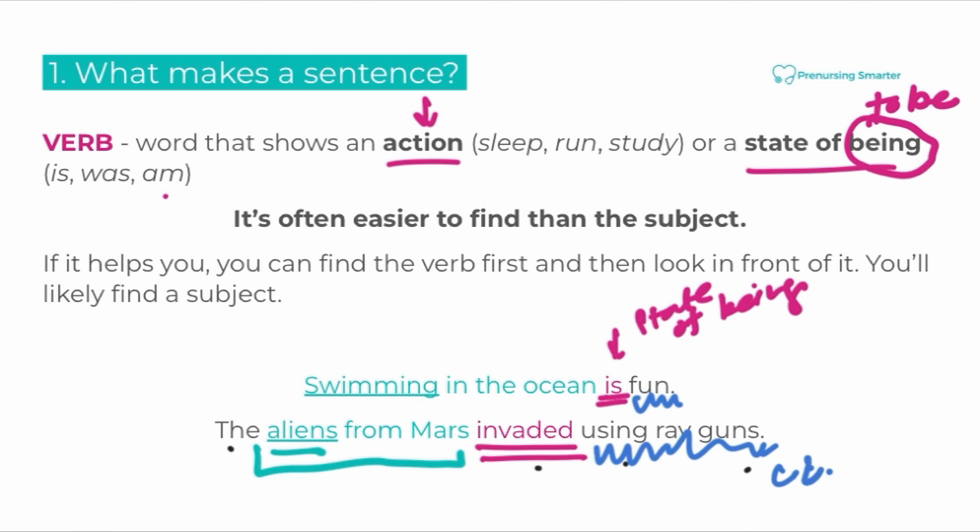They could have invaded using bubble gum. But usually the verb is kind of in the middle. There's always exceptions to the rule, and it's sandwiched between the subject and the complete thought.